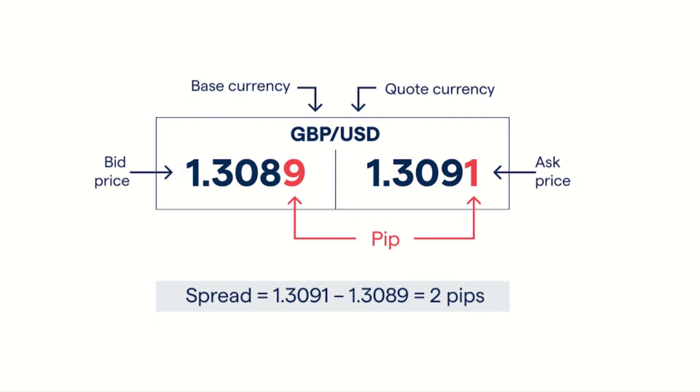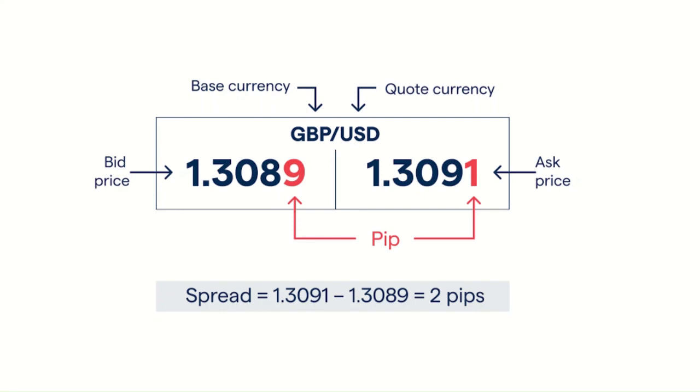You can see that for the pip, they used the fourth decimal place digit in the bid price and the fourth decimal place digit in the ask price for calculation. That is how it works, as I've explained earlier. So to get the spread, you are just going to subtract the bid price from the ask price. That is how you get the spread.